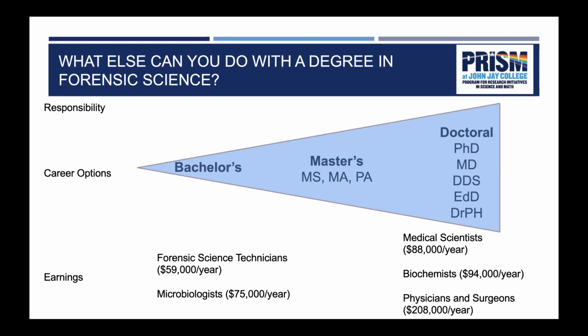And as you can see, the more education you get, the more money you get. So medical scientists get $88,000 a year, and these are averages, which means you could be making a lot more. Biochemists, $94,000 a year, and physicians and surgeons up to $208,000 a year.